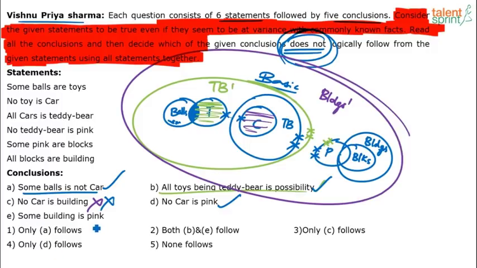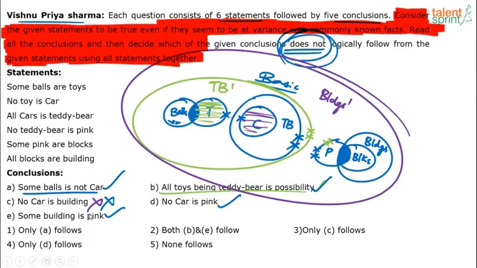Some building is pink. Forget about the possible buildings here, look at the basic diagram. Some building is pink is always true. Yes or no? Because some blocks are pink and all the blocks are buildings. So some building is pink is always correct. I don't even have to draw the possible diagrams for that. It satisfies the basic diagram and will satisfy the possible diagrams also. No doubt about it. So I observe that A, B, D and E are correct.